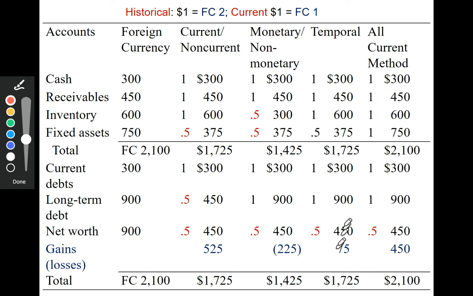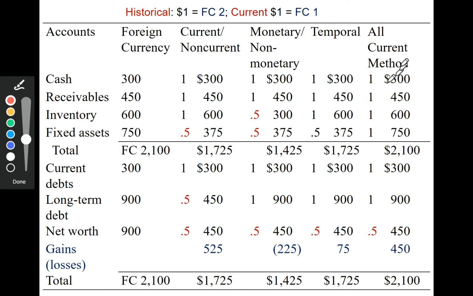Then we go and translate the other side of the balance sheet. Every number is the same as before, so we get the same 300, 900, and 450 we had. We add up these numbers and we get 1,650, but it has to add up to 1,725. The difference is 75. Here we would have a gain of 75, even though monetary and non-monetary gave us a loss of 225. And of course, that's because inventory was translated at the historical rate.